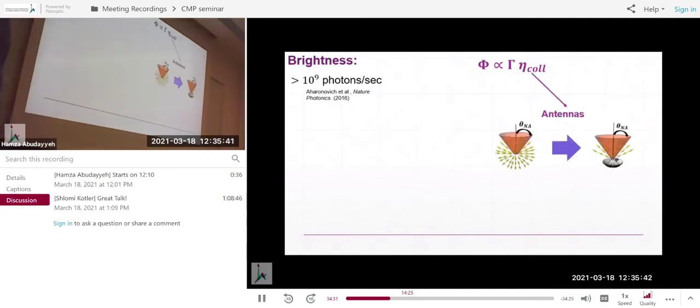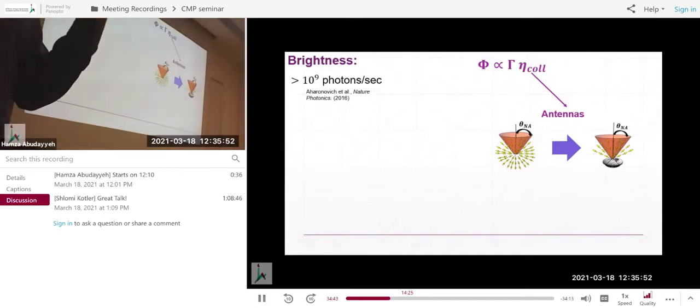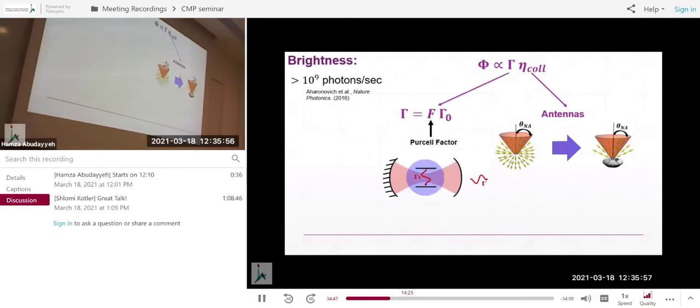One is to improve the collection efficiency. So as I said before, you have an emitter that emits in all directions. You can imagine coupling it to some sort of antenna that would redirect the emission into the collection cone that you're interested in. Okay? So that's one way to go.